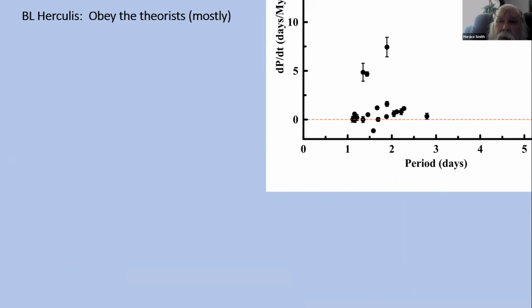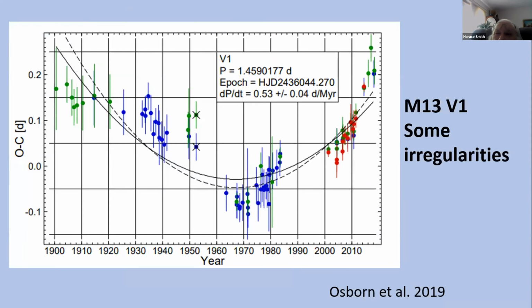So I was saying that the BL Herc stars seem to be obeying, but when we go to look at the individual BL Herc stars, even there, for example, in V1 in the globular cluster M13, remember a constant rate of period change should show like a parabola. Here we see that although the overall rate of period change matches the predictions of stellar evolution theory, there are actual deviations from a parabolic shape, indicating that there are nonetheless irregularities.